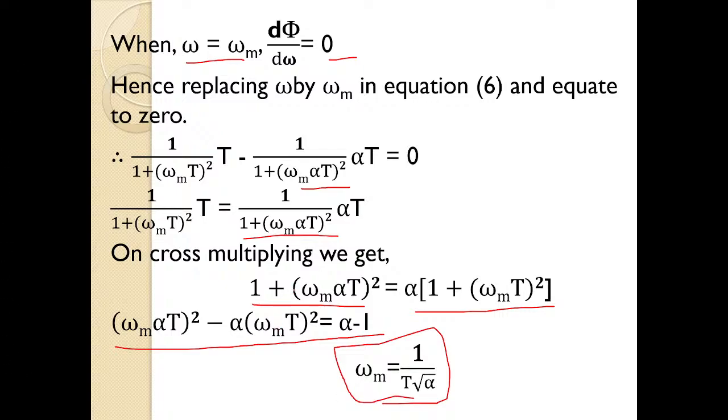So omega m is 1 by t root alpha. It is the same as what we got earlier by simply taking the square root and multiplying the corner frequency values. Same formula, isn't it? You will get the same formula.